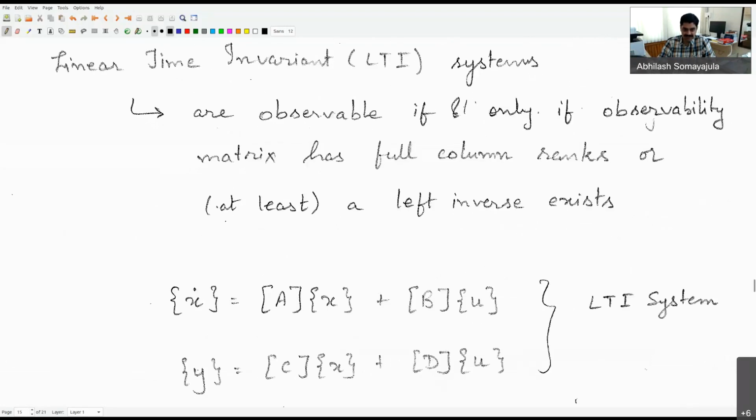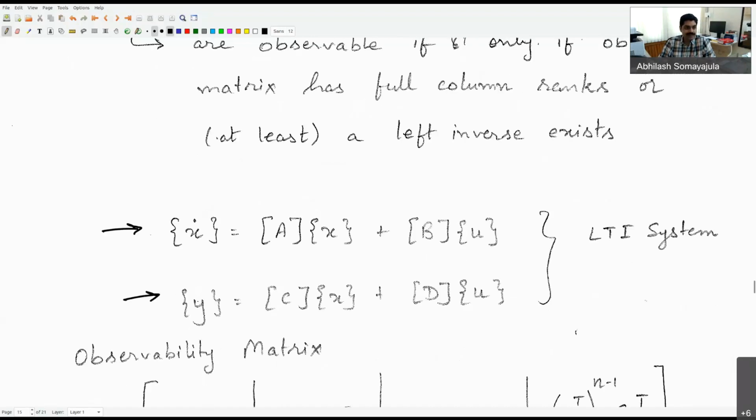We'll start off with linear time invariant systems, which have a differential equation form as shown here. Okay. Why linear time invariant? What is the name's significance? These systems are linear in nature. These are linear differential equations, no non-linearity present.